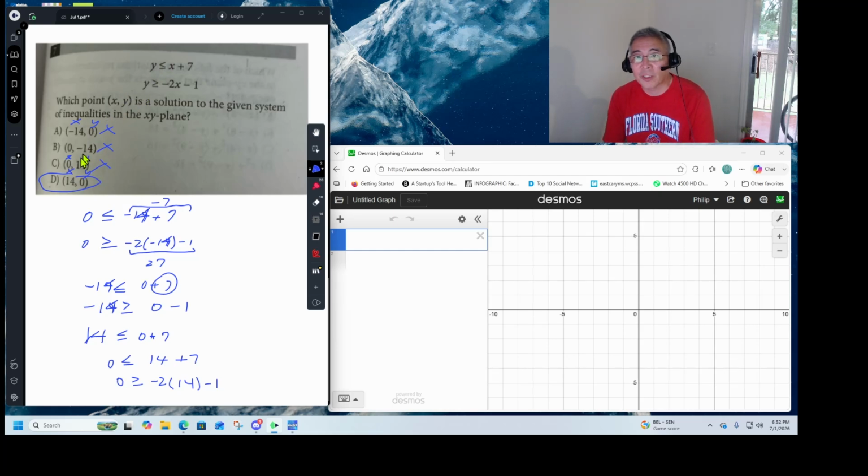I can find that just by plugging in each one of these into both of these equations, making sure that they both work. If it fails in the first equation, you don't need to proceed to the second equation anymore. Okay, so D is the correct answer.